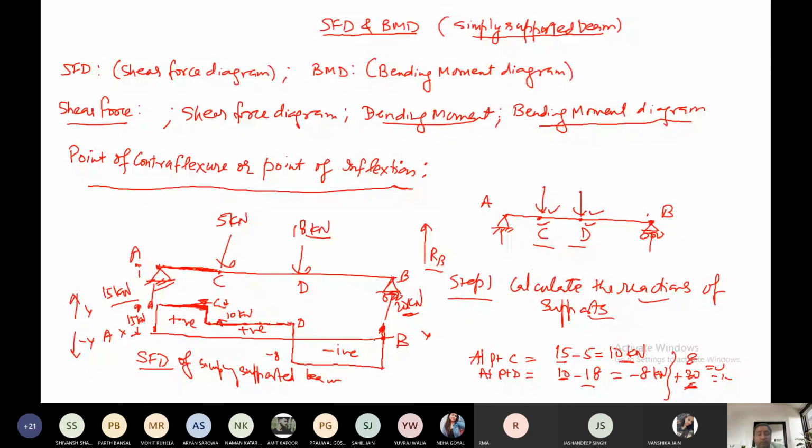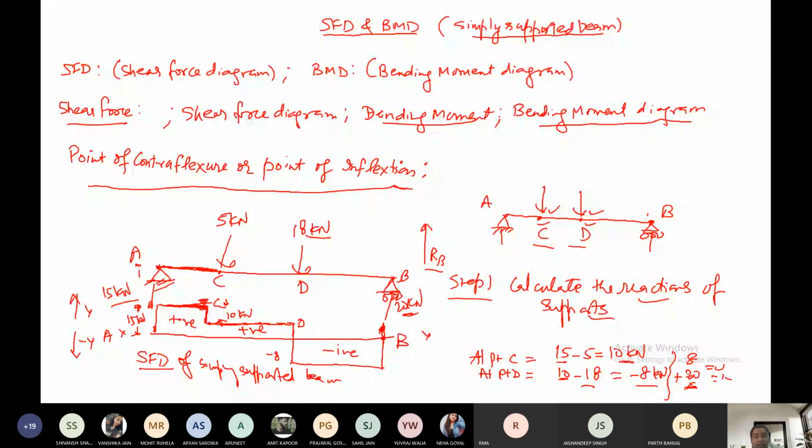Make a note of this figure in your register. Have you made a note of this? Someone asked if we have to add all of these. Yes, we are not adding them all, we are adding point-wise. From A to C, at C we have 5 kN downward, so we have to see 15 minus 5. And after C, there is no force, so the constant line will be there. At the point D, again we have 18 kN downward. So here we will subtract it, 10 minus 18, that will be minus 8. So now the diagram goes to the minus 8 point in the downward direction.